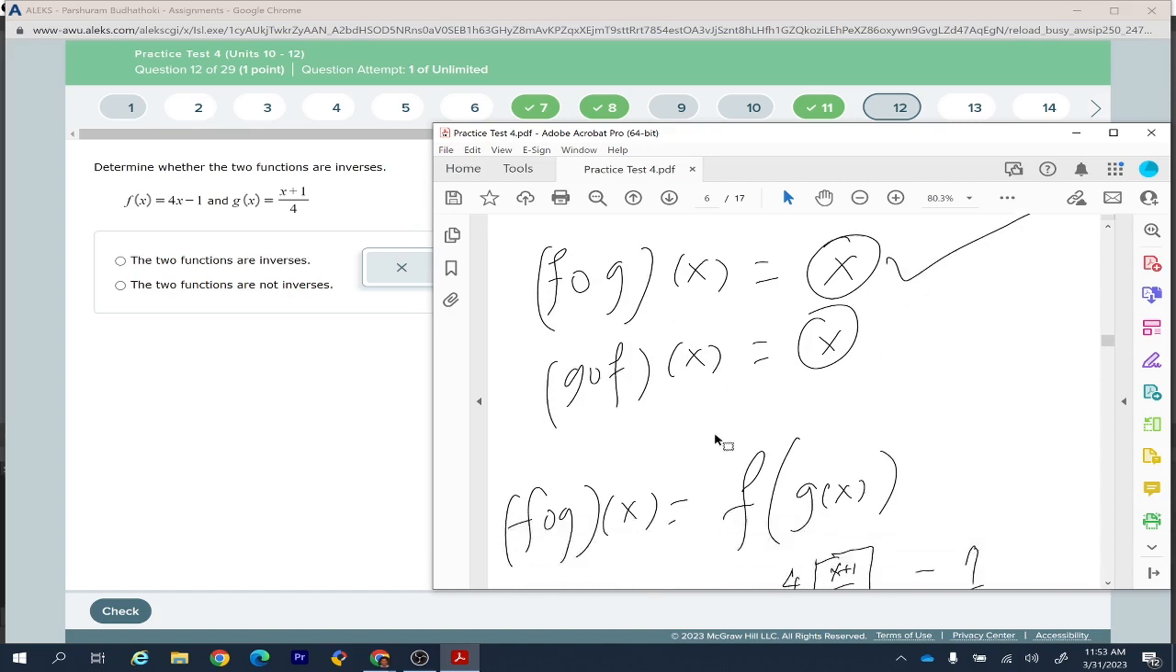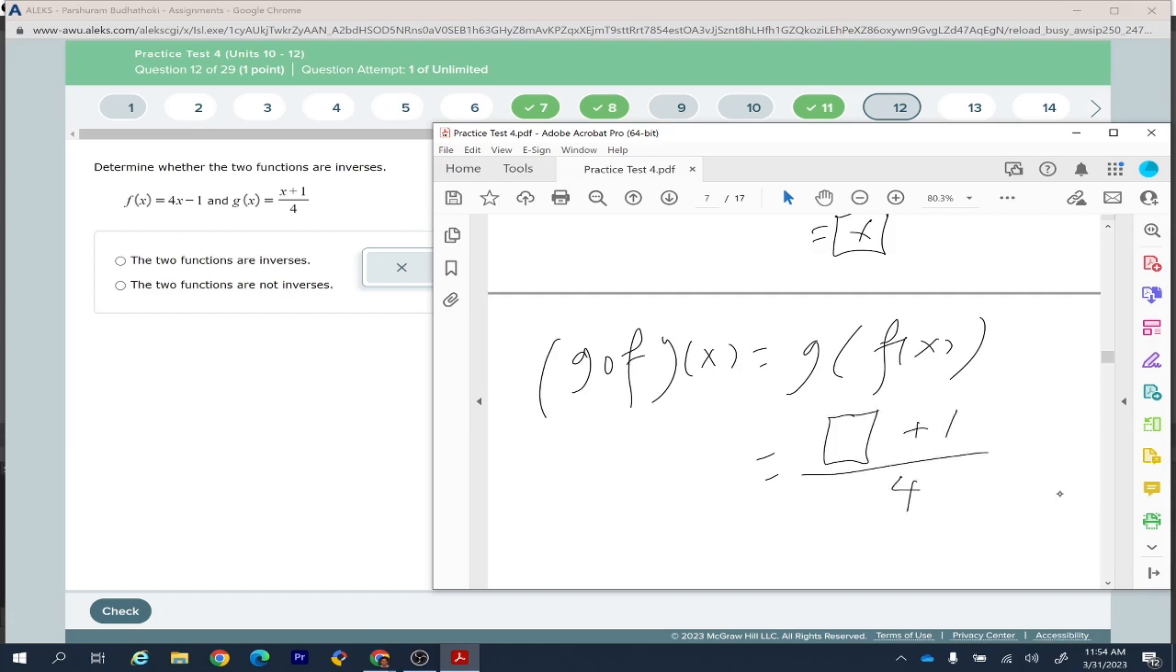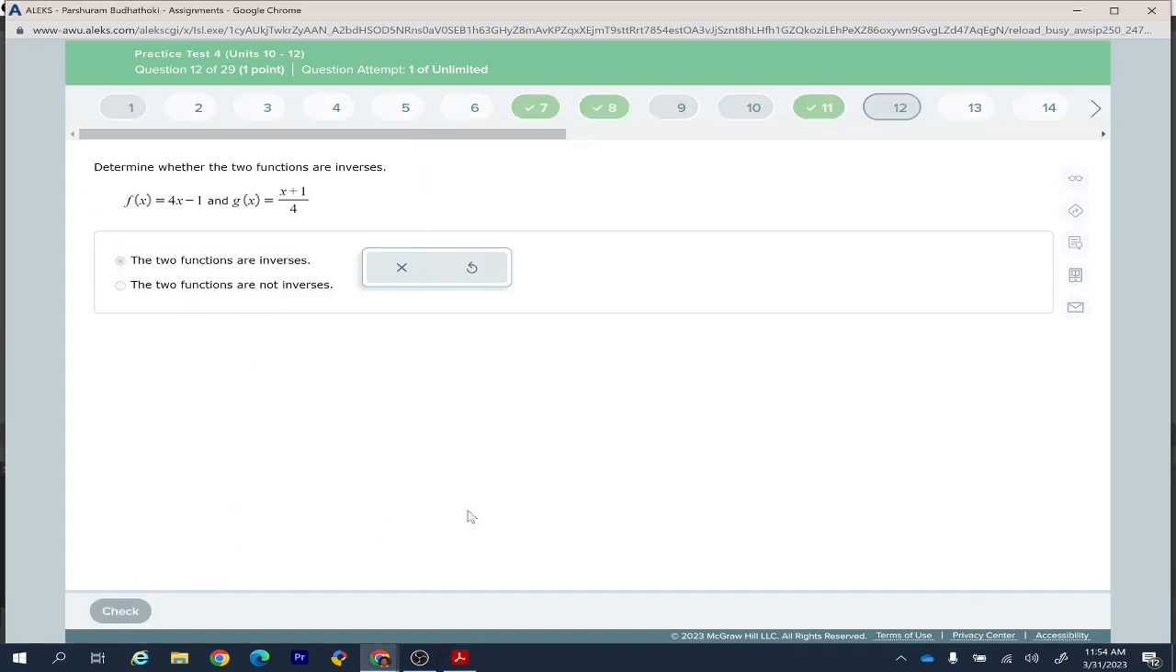We have to do the same thing for the second one. So g composite f of x means finding the value of g at f of x. Go to the function g here, copy that, but replace x by a box, and in that box plug the value of f of x, which is 4x minus 1. If you open that box and do the calculation, it's going to give you 4x over 4, and eventually that's going to be x. Since both of these requirements are true, these two functions are inverses of each other.